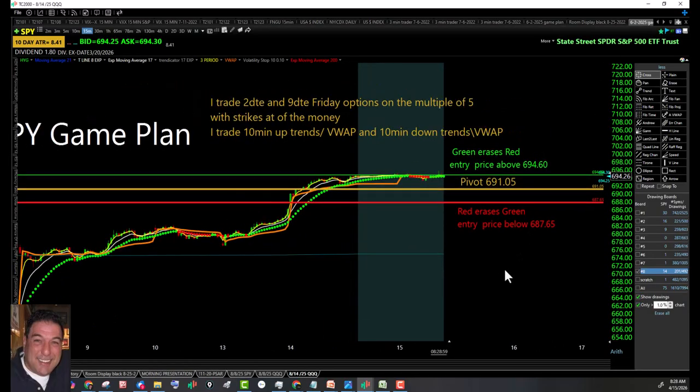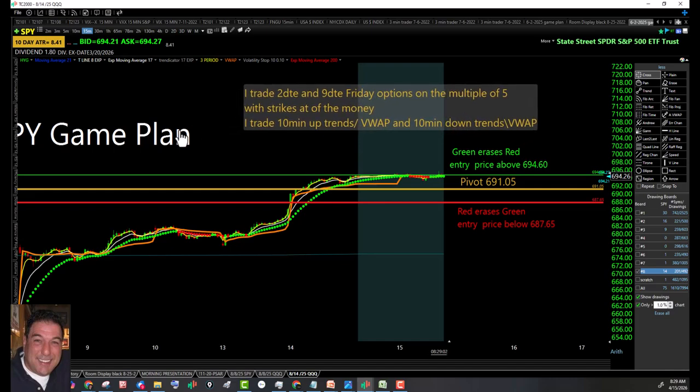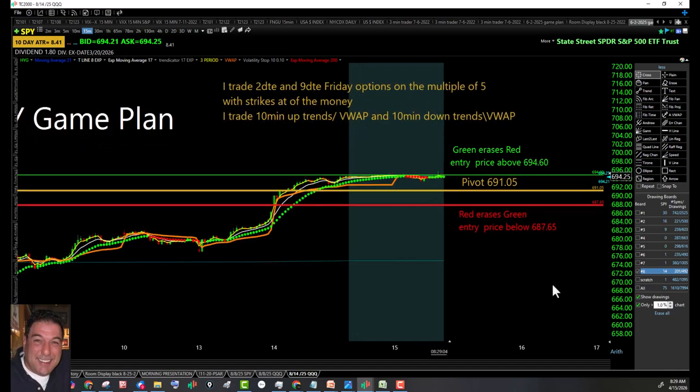All right, this is the SPY game plan for today. We got green erases red over 694.60. We got the pivot, 691.05. Above it bullish, below it bearish. Red erases green under 687.65. Had a bullish gap up yesterday, and the bulls held the higher ground up here.